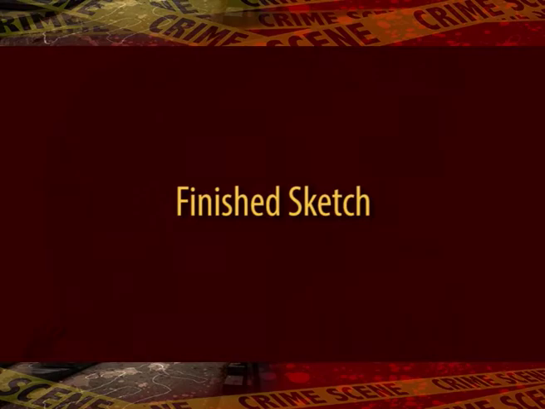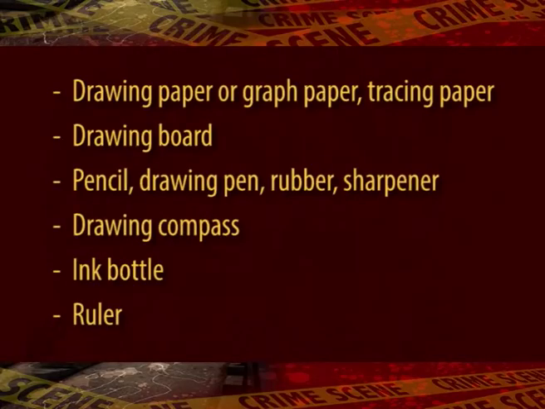Finished sketch. It is the crucial sketch of the crime scene. To prepare a finished sketch, the sketcher should have the following material: drawing paper or graph paper, tracing paper, drawing board, pencil, drawing pen, rubber, sharpener or eraser, drawing compass, ink bottle, ruler or scale.